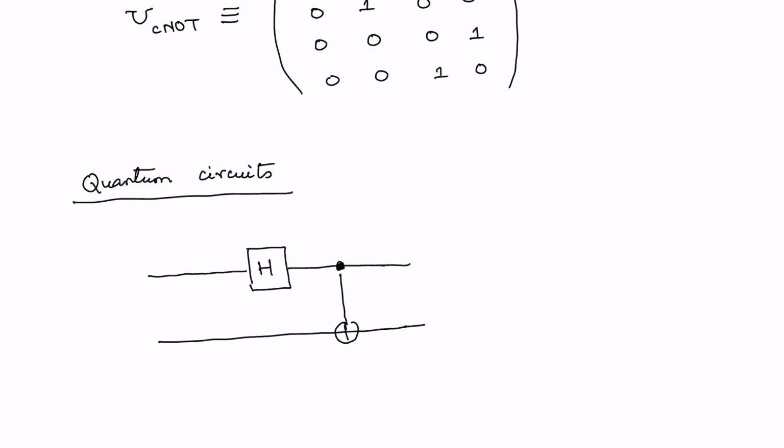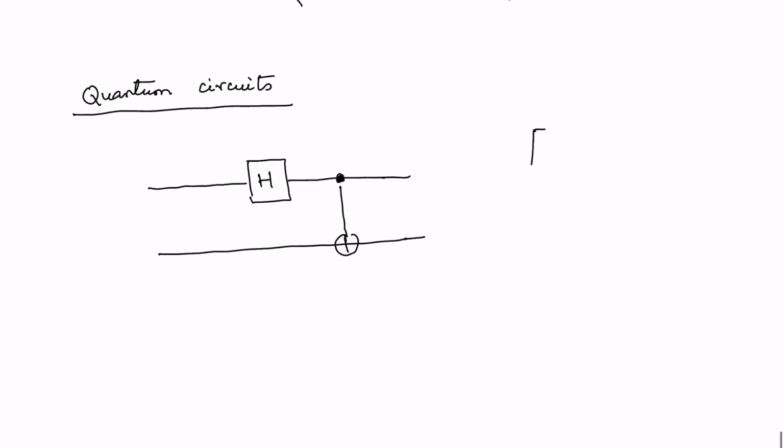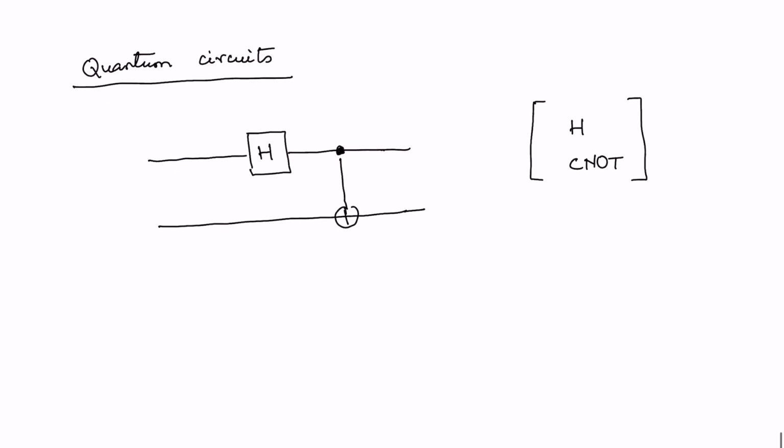Here you have two gates. One is this Hadamard gate and another one is the CNOT gate. So it's basically a combination of two quantum gates and it forms a quantum circuit. And this quantum circuit is very useful, and let me give you an example. Suppose at the input you put 0 in the first qubit, and in the second qubit you put 0.